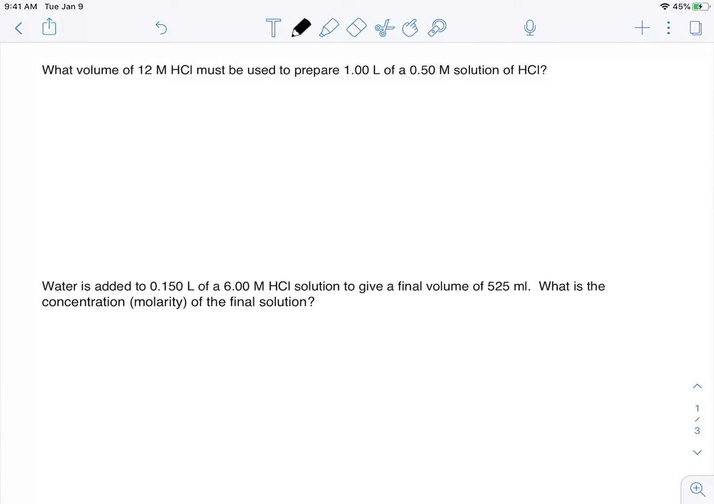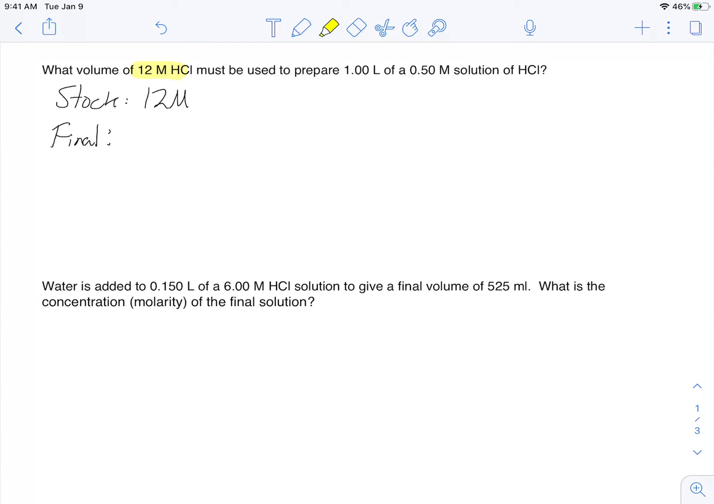So what volume of 12 molar HCl must be used to prepare 1 liter of a 0.5 molar solution of HCl? So let's write out what we know. So we have stock and we have final. For stock, generally speaking, it's going to be the higher molarity substance. Not generally, always will be. So I see 12 molar HCl. However, I don't see a volume that goes along with it. So for the stock, all we know is it's 12 molar.